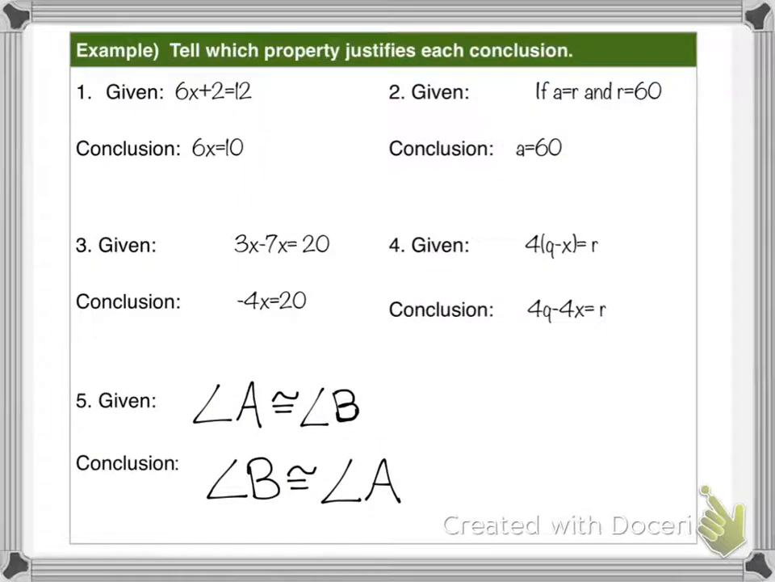All right. Okay, so that's it for our properties. What I want us to do now is look at these examples and see if we can figure out what property is happening. What property we're using here. So given 6x plus 2 equals 12, I can conclude that 6x equals 10. So what happened here to get to 6x equals 10? Well, they subtracted 2 from each side. So this would be subtraction property.